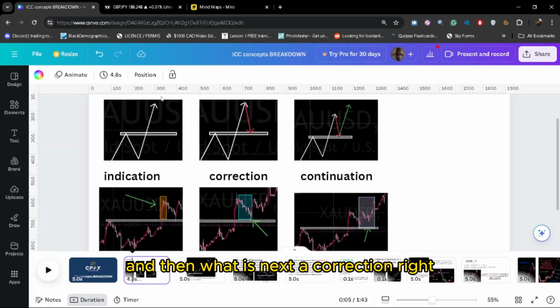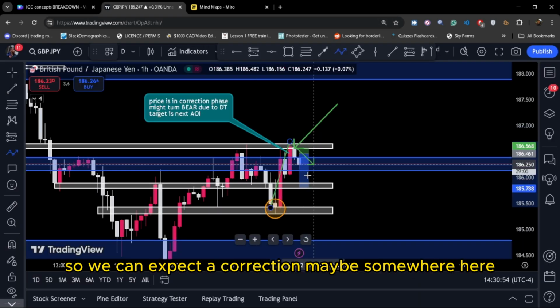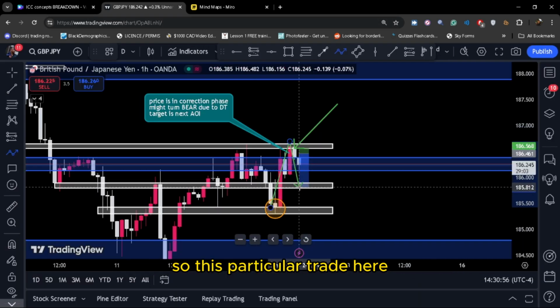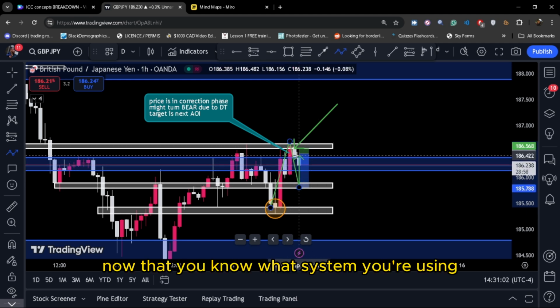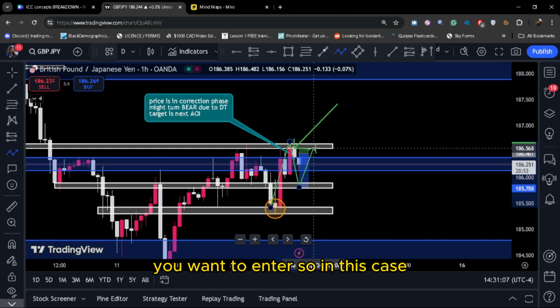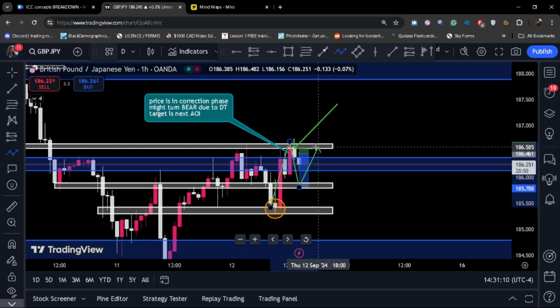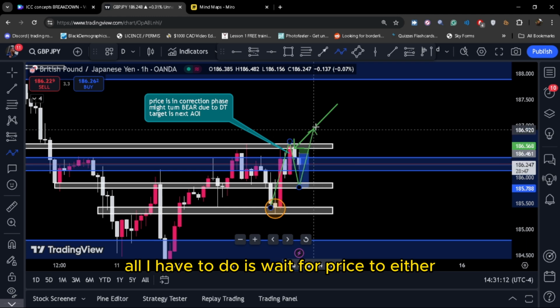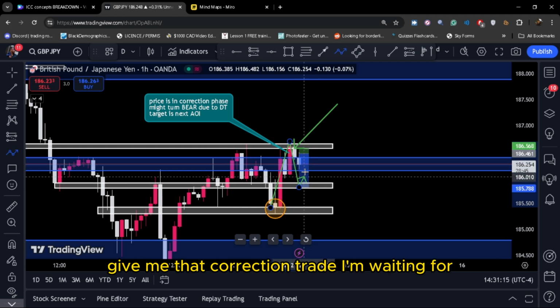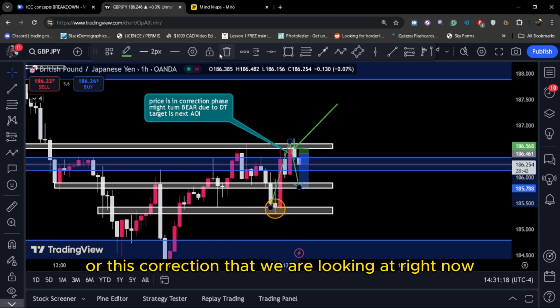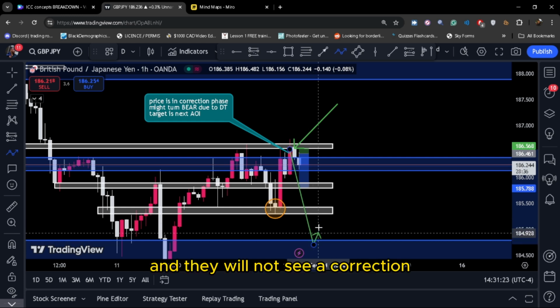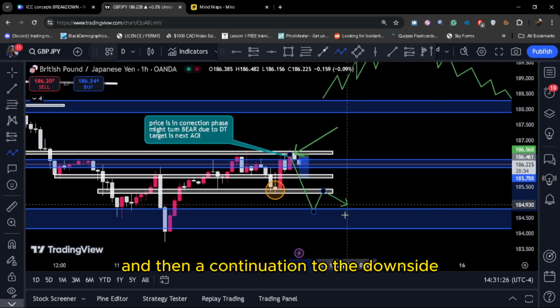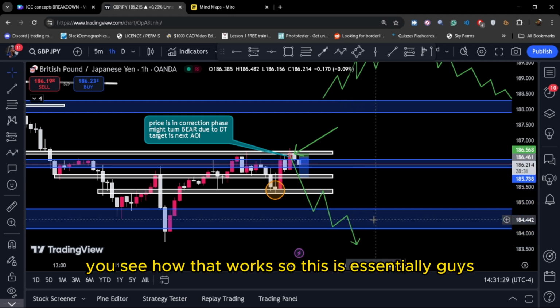And then what is next? A correction, right? So we can expect a correction maybe somewhere here. So this particular trade here is basically a correction trade. You see how now that you know what system you are using, you can understand the type of trades you want to enter. So in this case here, I am entering a correction trade. You feel me? Now all I have to do is wait for price to either give me that correction trade I'm waiting for, or this correction that we are looking at right now might actually turn into a reversal and then give an indication like this. And then we now see a correction and then a continuation to the downside. You see how that works?